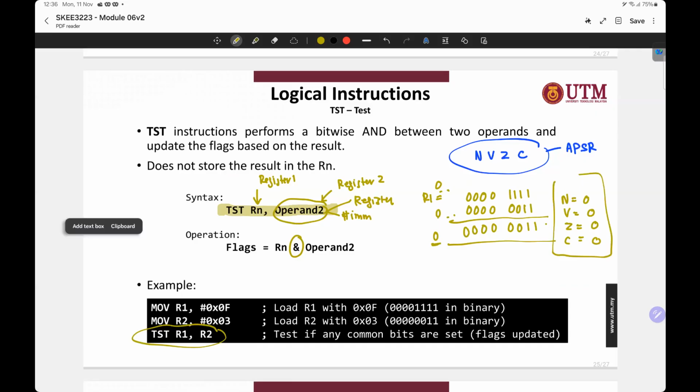What about R1 and R2? Do R1 and R2 change? The values inside R1 and R2 will remain. No change to that.